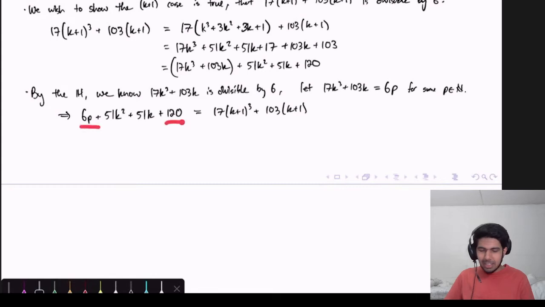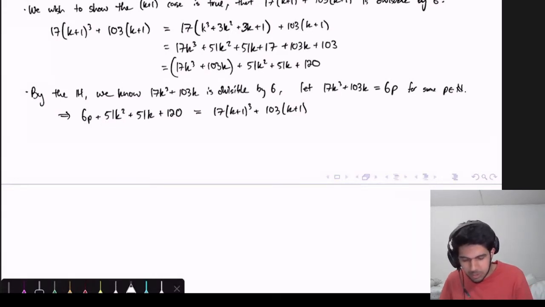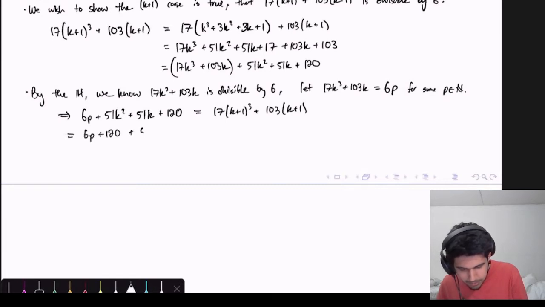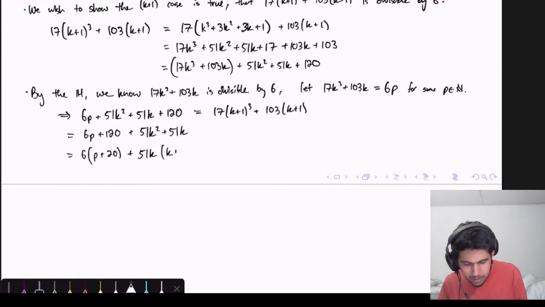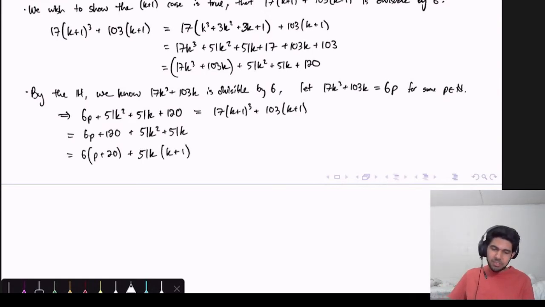So we see a couple of terms that are divisible by 6, which is a really good start. So let's take these two and maybe factor out a 6. And these two are quite similar, this 51k squared and 51k. They both share a common 51k. So this is equal to 6p plus 120 plus 51k squared plus 51k. Now we can just factor out something, so this will be 6 times p plus 20, plus 51k times k plus 1. And we're sort of getting there, right? This is divisible by 6, but this is a little bit weird, right?